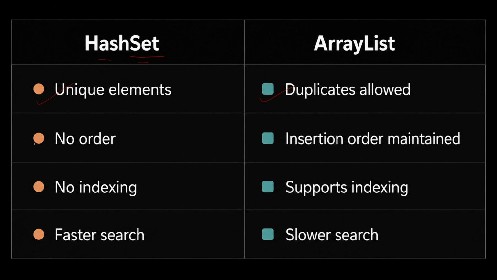So no ordering, no sorting for HashSet, we know. And ArrayList maintains insertion order. It remembers the order in which elements are inserted. HashSet does not support index based operations, whereas ArrayList supports index based operations. And HashSet is faster in performance.